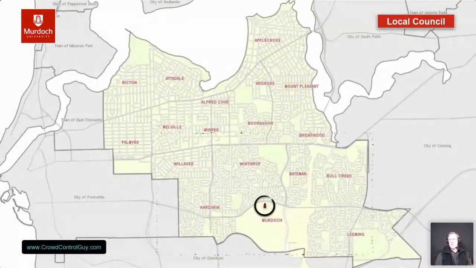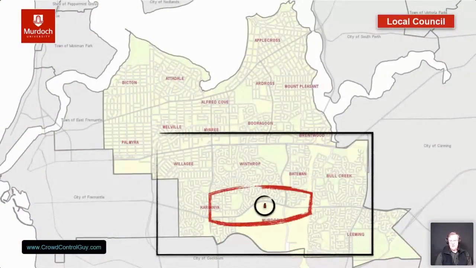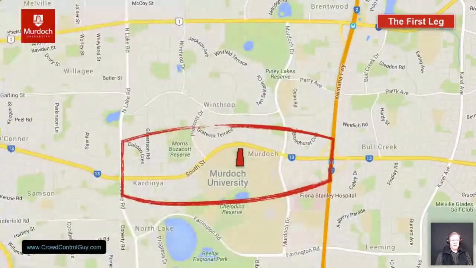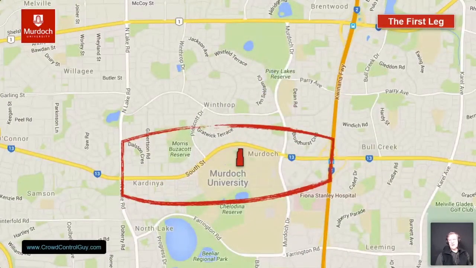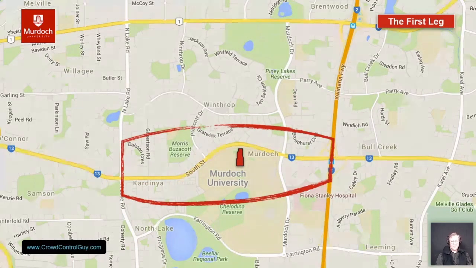I need to know the local council area. That's Murdoch University. And the red line is what overseas you call the last mile. I'm going to call it the last leg and the first leg. So it's the first leg of getting to the event. It is 1,500 meters. Seriously, it's just so funny how that worked out.